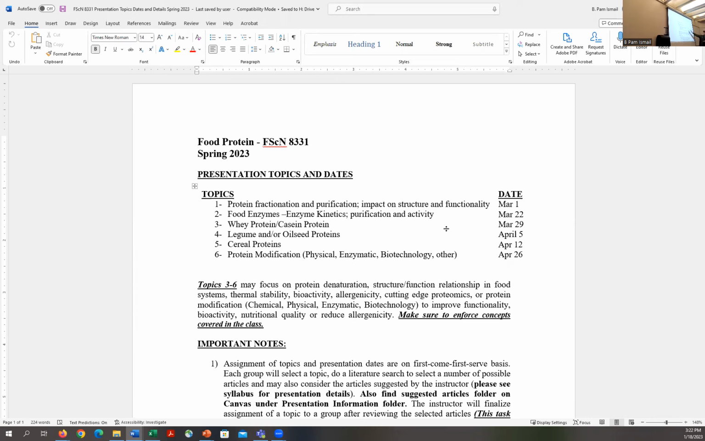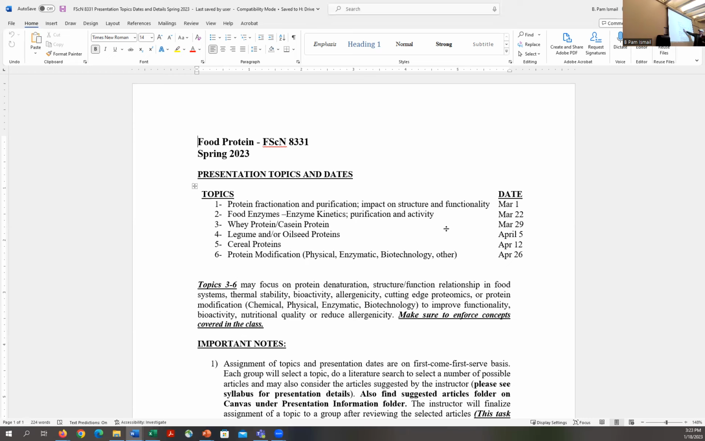So we talk a lot about protein isolation, fractionation, characterization. This is a big topic, so you want to work with somebody. A group of 3 would be a nice fit for this topic. And then enzymes, we cover enzyme kinetics, how to purify, how you measure activity, and we cover applications. So that's another cool topic.